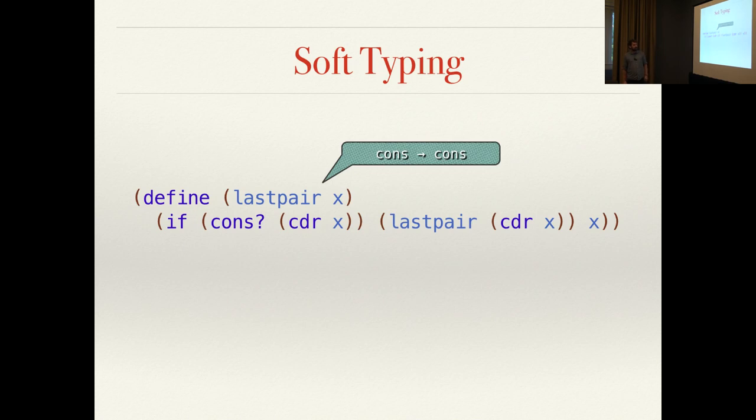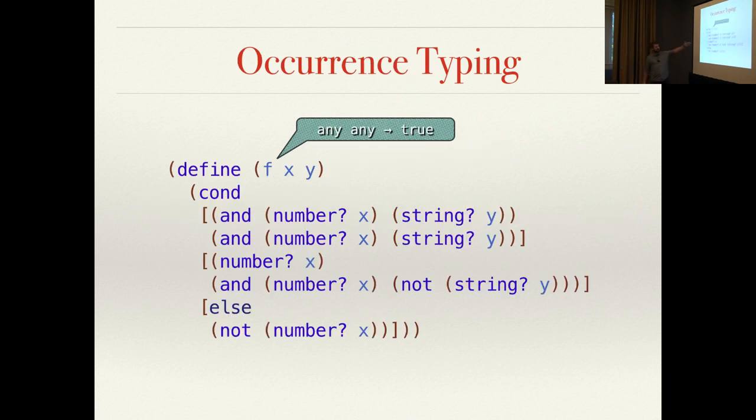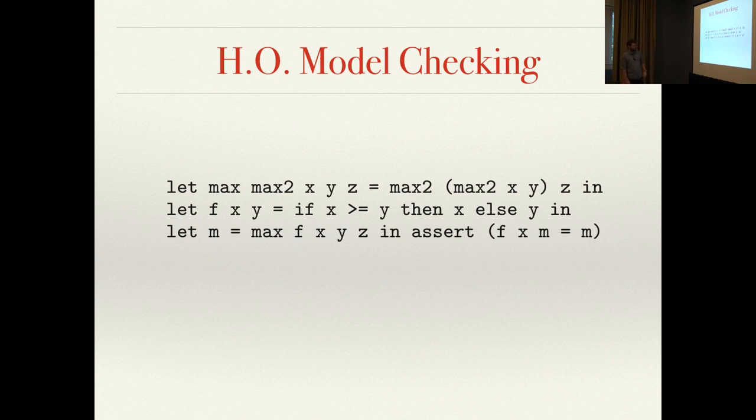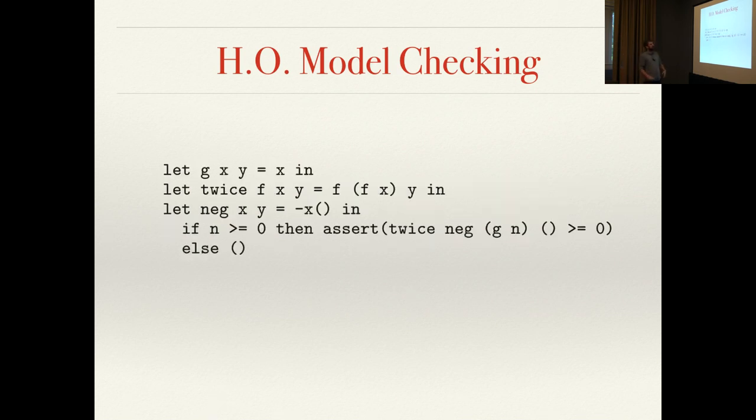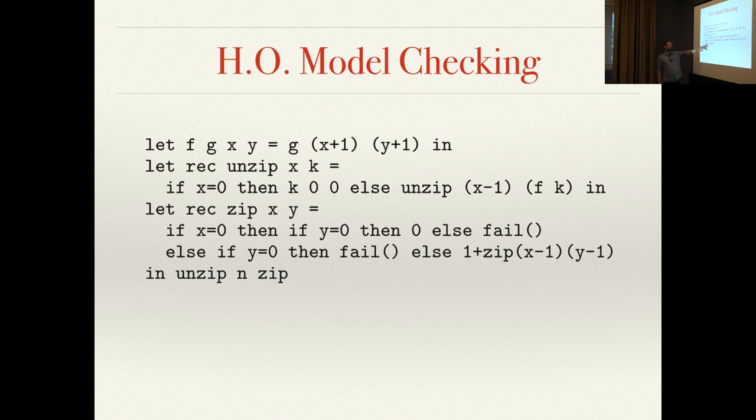We're able to verify things like the soft typing work was able to verify occurrence typing, which does this sort of sophisticated control flow based typing. Even these higher order model checking papers by Kobayashi and his collaborators. So they have things like verifying zip and unzip or identities, and this is reasoning about functions on lists, but you'll notice there's no lists here because they can't handle data structures and they have to abstract them to natural numbers first, but we're able to just verify the original list manipulating programs.